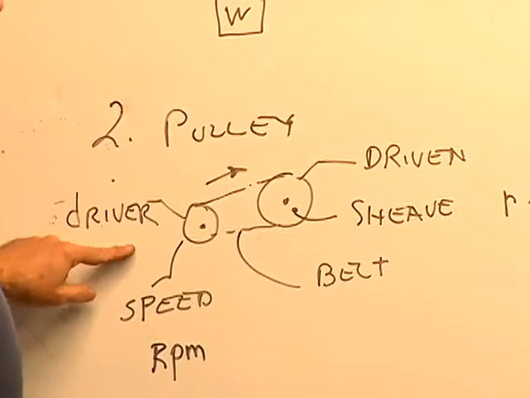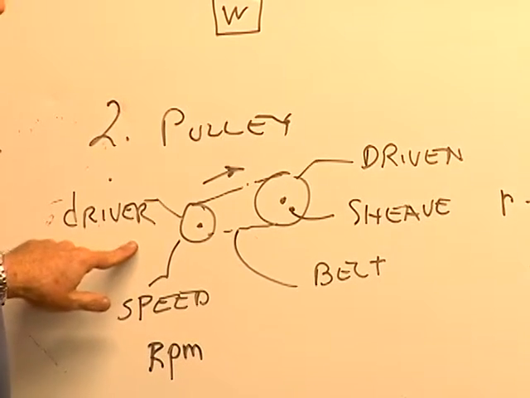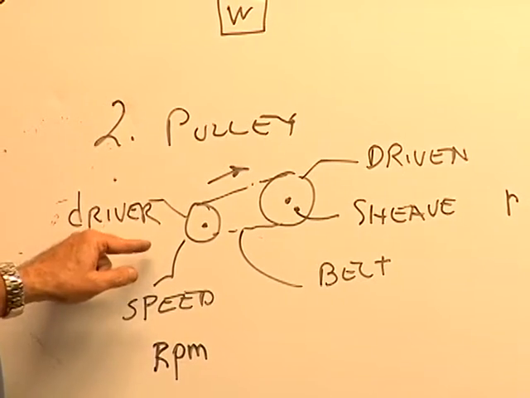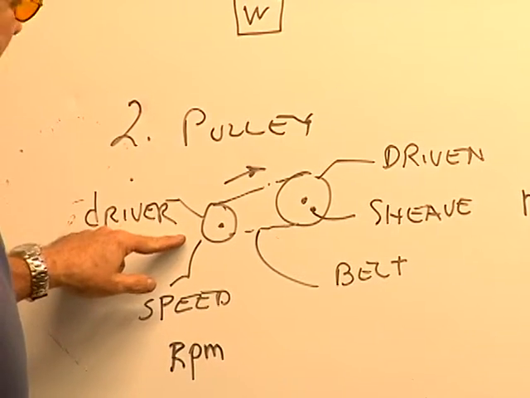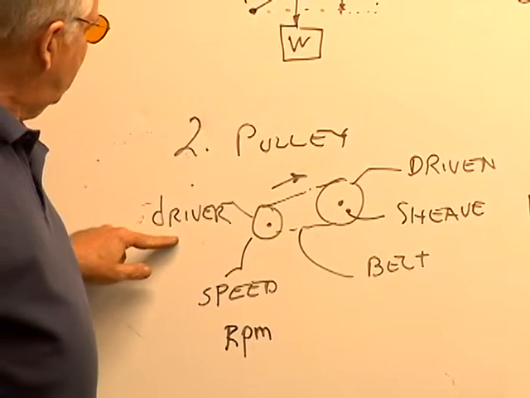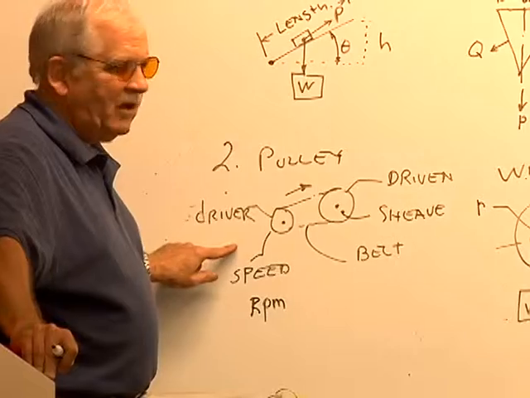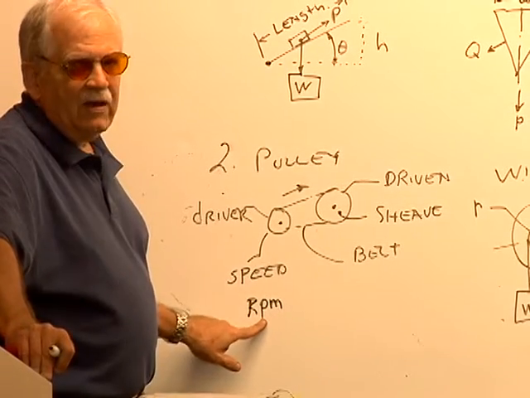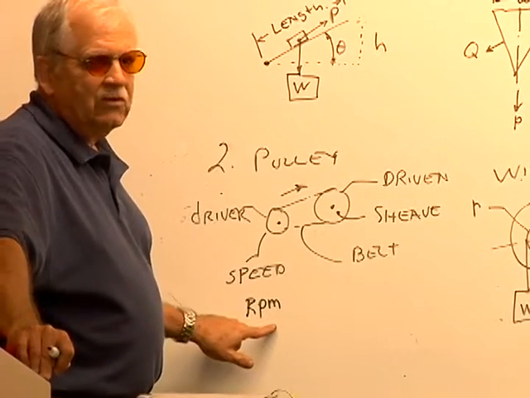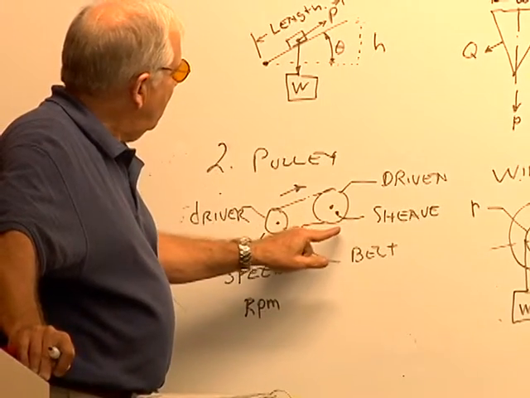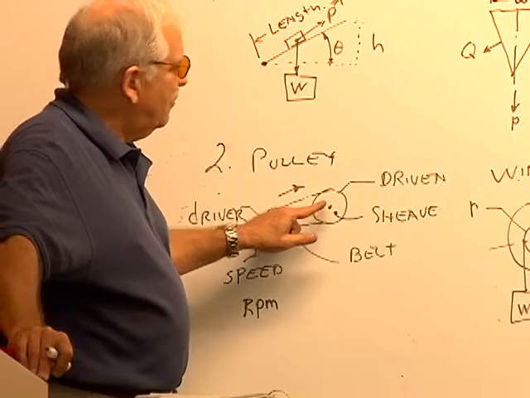Now, the driver, this would be the pulley on which the motor may be attached or where the input comes for making the pulleys move. And that driver is rotating at a speed which is identified as RPM, or revolutions per minute. As this one rotates, the belt moves, and the other pulley moves.